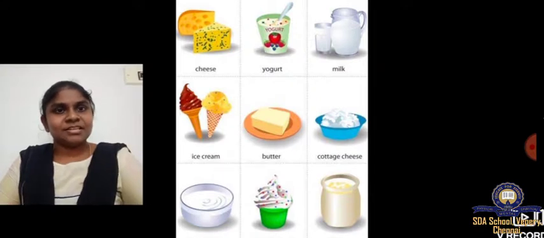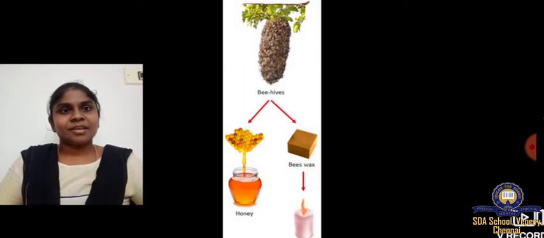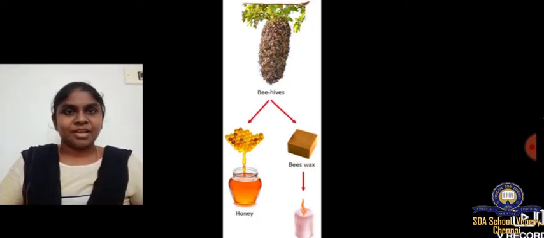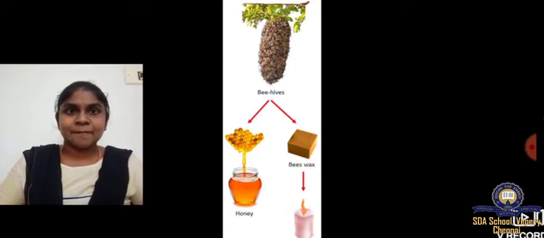Okay. Next, beehive. We have learned about honeycomb, right? From the honeycomb, that is the hive, we are getting honey. We use the honey, right? And another thing we use is beeswax. Bees are producing some wax, and from that wax we are preparing candles. So in these two ways, bees are useful for us.